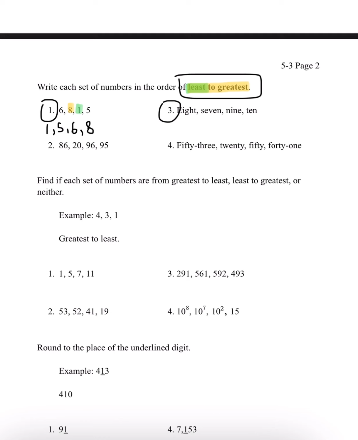Number 3 gives us 8, 7, 9, and 10. The least here is 7, and the greatest is 10. So that means we'll start the order with 7, then 8, 9, and finally 10. And that's our answer.